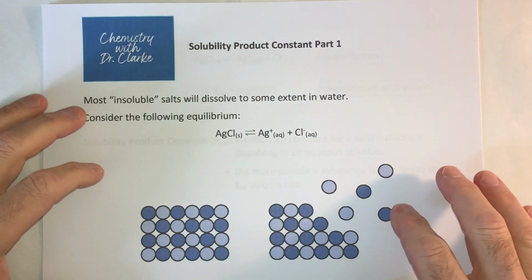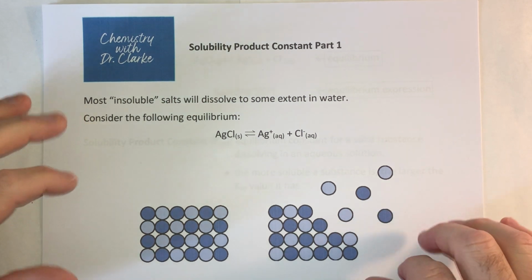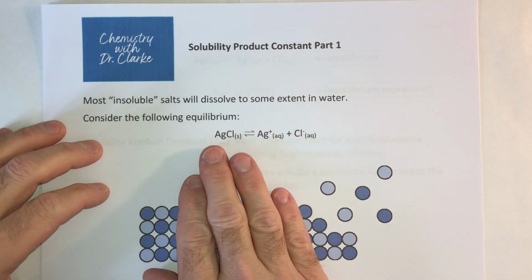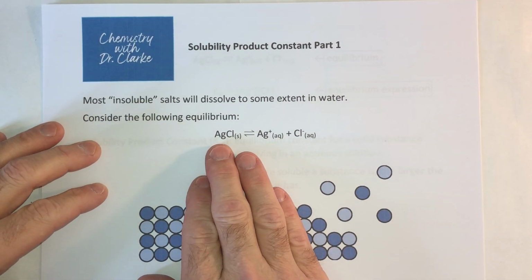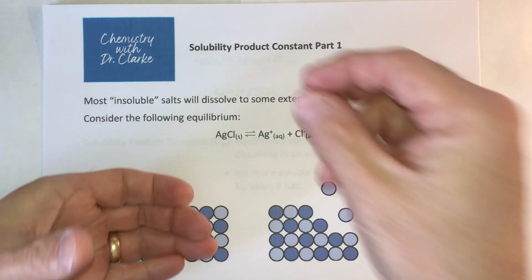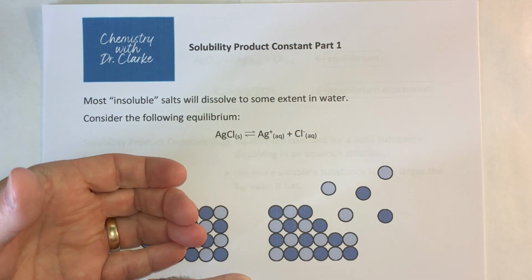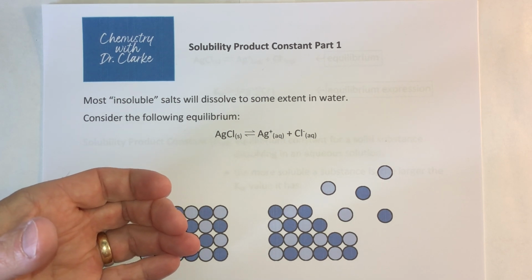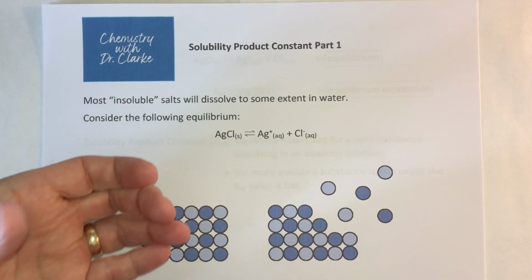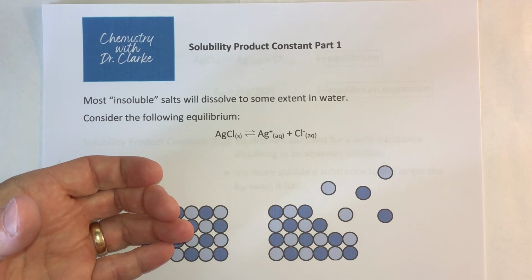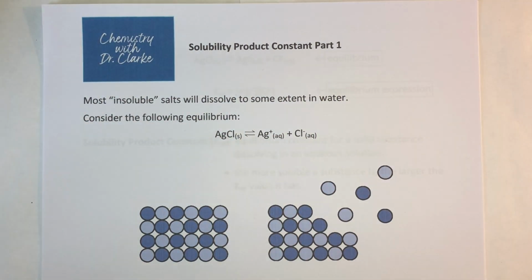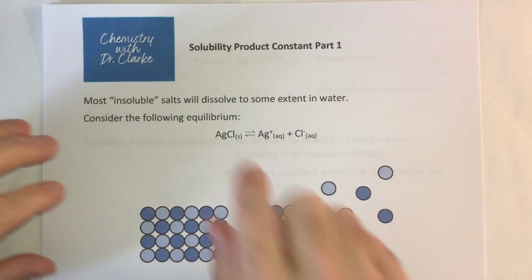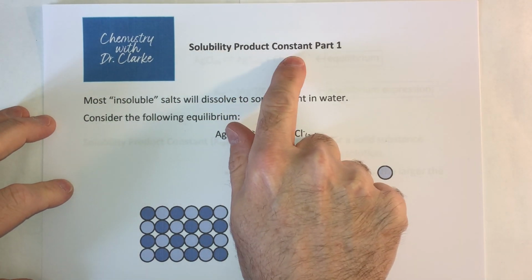Now, for this specific part of chemistry, what we want to do is talk about what really happens to these solids when you throw them in water, right? You throw them in, the majority of it settles to the bottom, but it's not 100% insoluble. There is a very small amount of that silver chloride that will actually dissolve and break up in water. So that's the kind of thing that we want to talk about when we talk about solubility product constants.